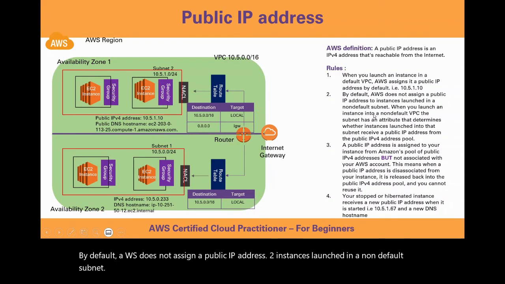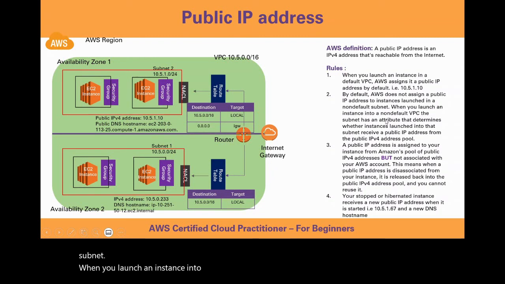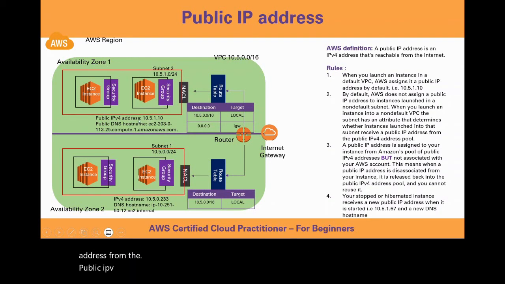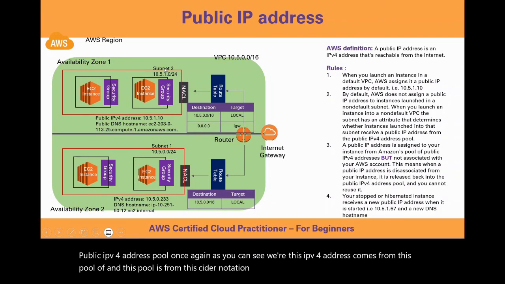When you launch an instance into a non-default virtual private cloud, the subnet has an attribute that determines whether the instances launched into that subnet should receive a public IP address from the public IPv4 address pool. Once again, as you can see over here, this IPv4 address comes from this pool, and this pool is from this CIDR notation from subnet 2.